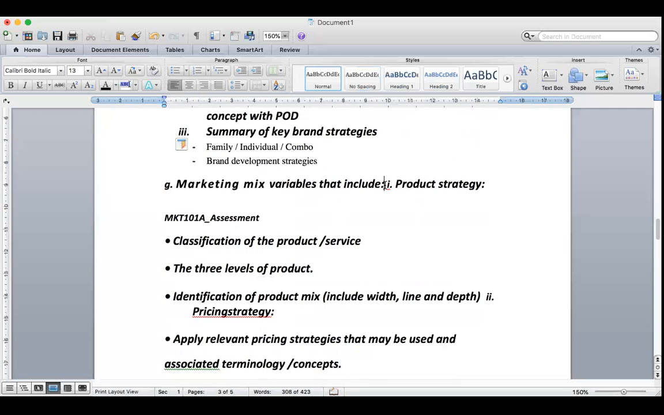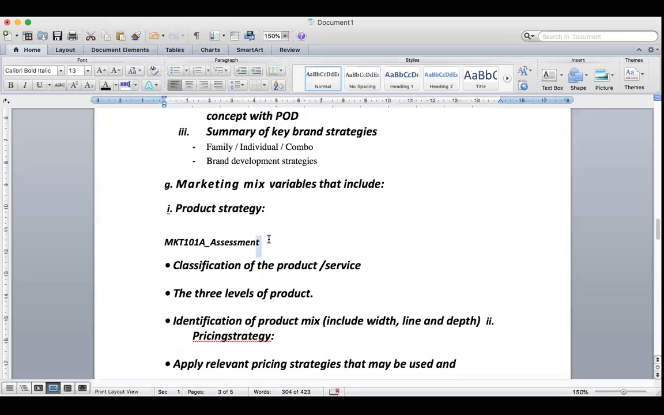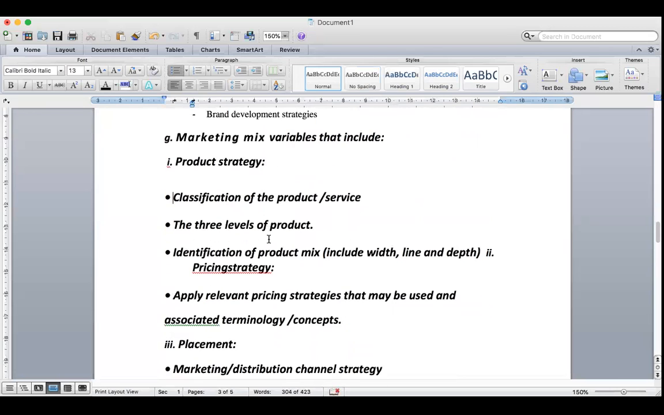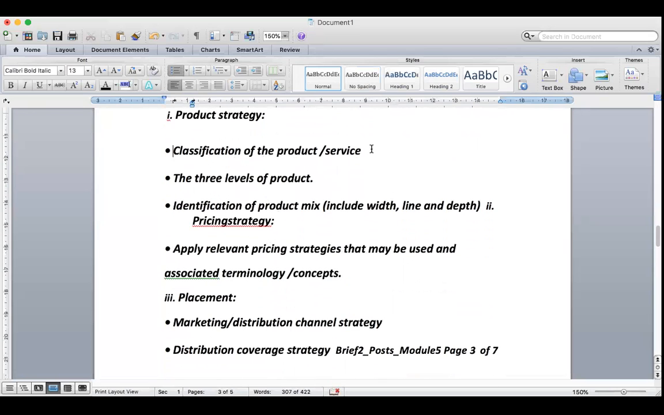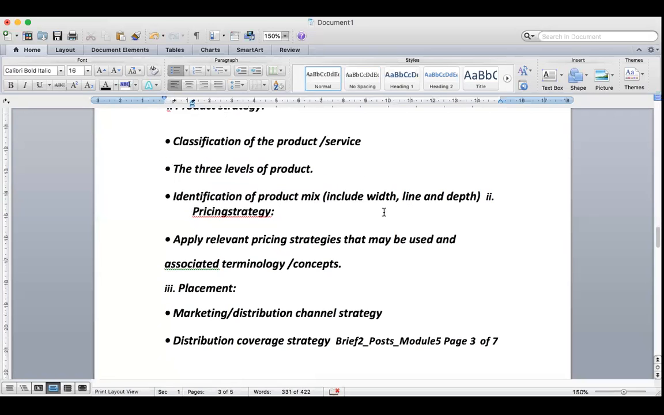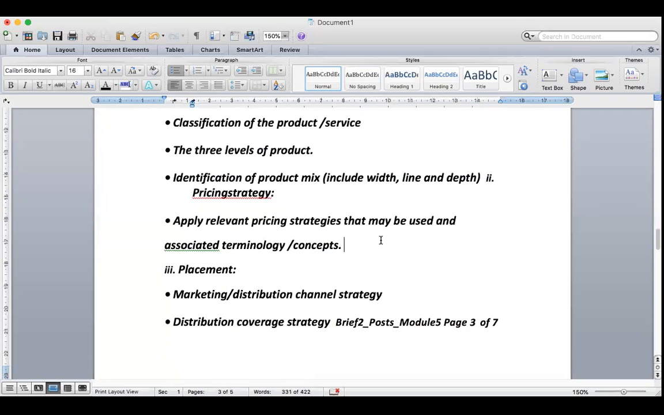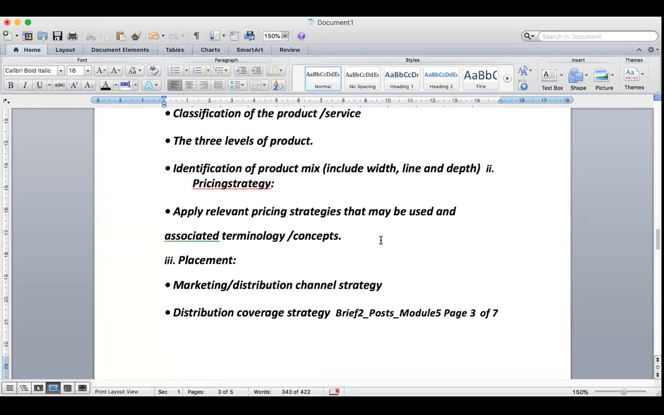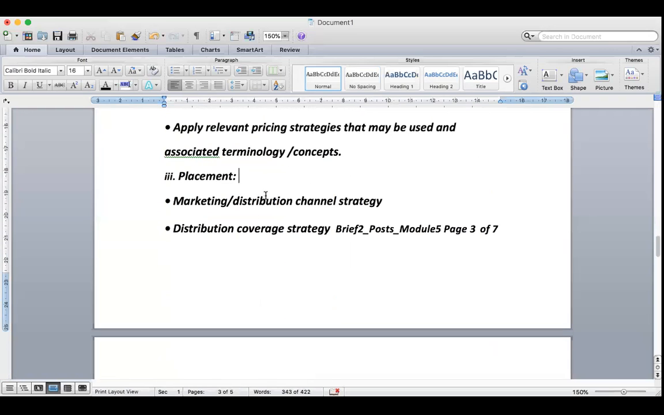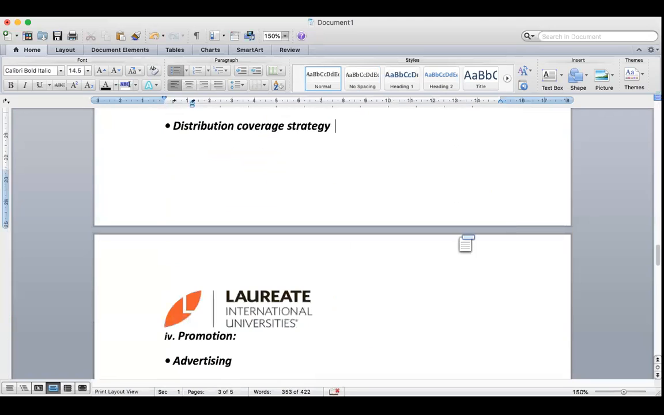And then your marketing mix variables. Your product strategy. There are concepts that you also need to use here, such as the classification of product and service. I'm assuming that you work on a consumer product, whether it is a convenience product, shopping product, or specialty product, and the three levels of products. Then you also discuss the width, line, and depth of the product, and then pricing strategies that you need to discuss, and placement, which is about channel distribution and distribution coverage. So they are the product, price, and placement.